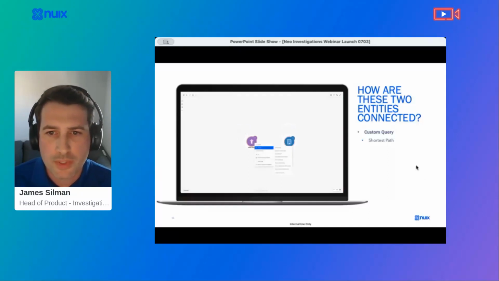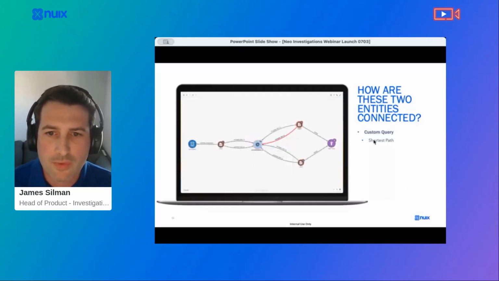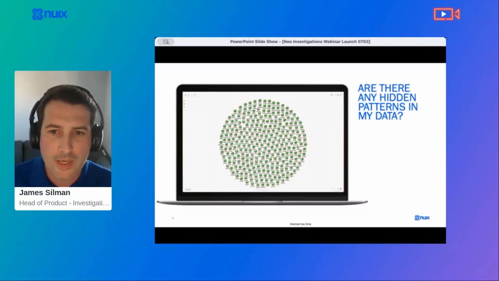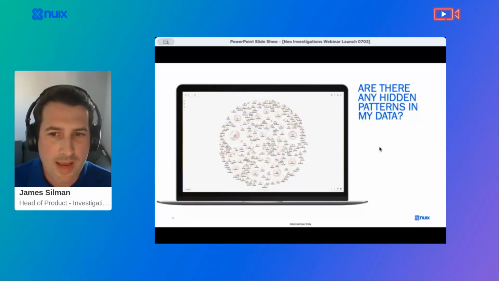Using our knowledge graph, we can select those two nodes, simply right-click and choose shortest path. Within seconds, we've uncovered not only that these two entities are connected, but by what means. Now, can you imagine having to do this manually when there's multiple degrees of separation? Another example, can you spot the hidden patterns in this data? Again, a simple right-click using the all neighbors algorithm, and we've managed to cut through the noise, and you can start to see patterns in the data.